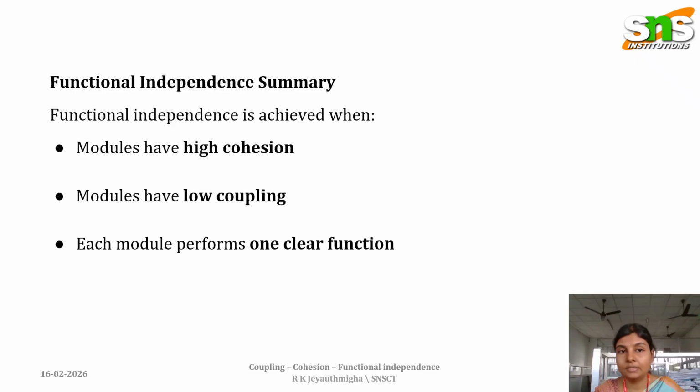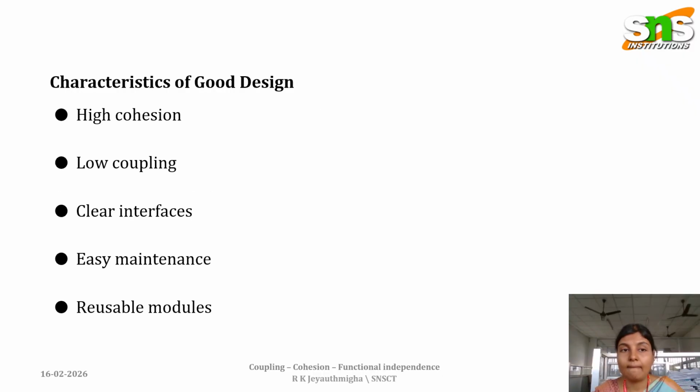Functional independence is achieved when modules have high cohesion, modules have low coupling. Each module performs one clear function. Characteristics of good design include high cohesion, low coupling, clear interfaces, easy maintenance, and reusable modules.